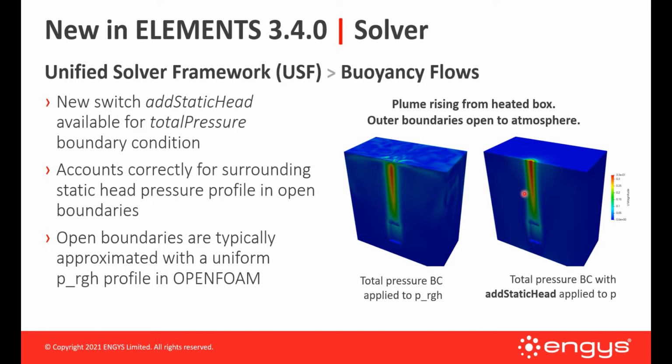And you can see this very clearly in this example where we have a source of heat and a rising plume typical of a buoyant flow. And if you notice the results on the open boundary where the total pressure is applied, you can see a much more stable solution when we add the static head switch as opposed to the solution using the standard total pressure boundary without correction.